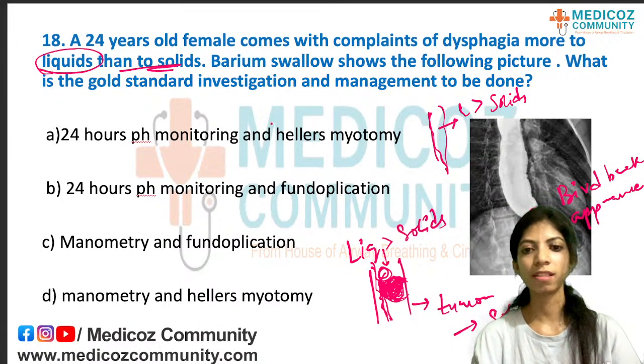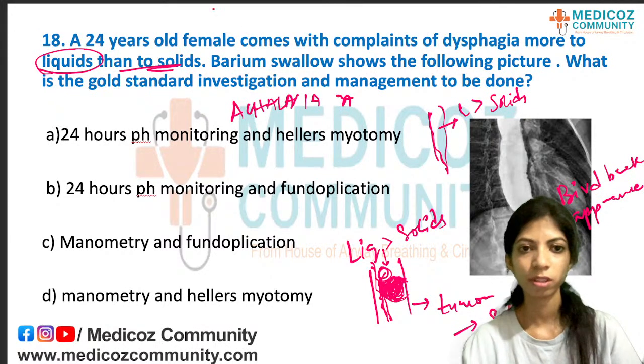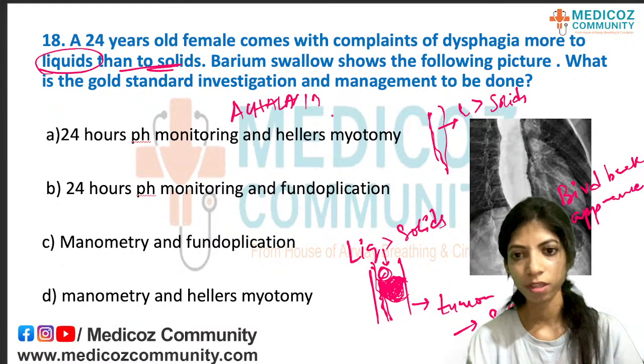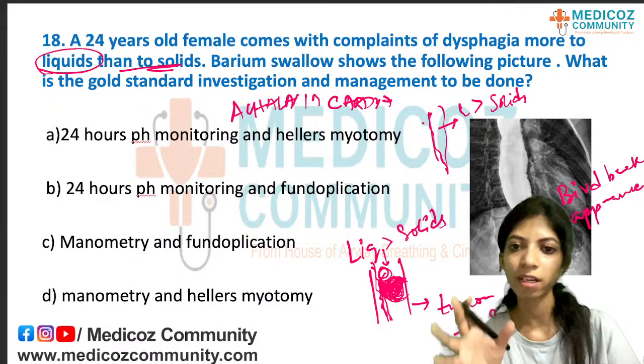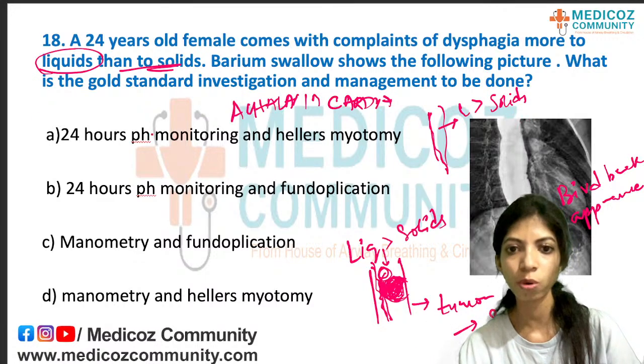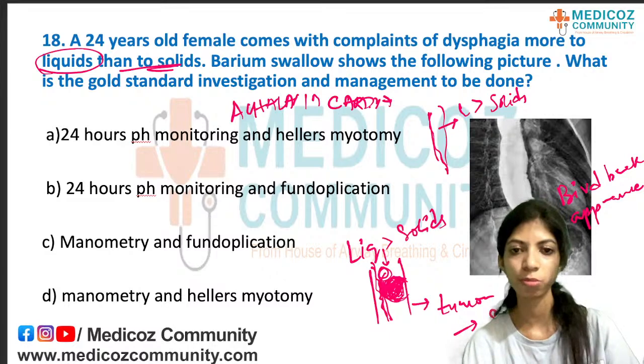So where is it classically seen? This bird beak appearance is classically seen in Achalasia cardia. So the diagnosis for this condition is Achalasia cardia. What is the gold standard investigation and management to be done? He's asking the gold standard investigation and the management to be done.